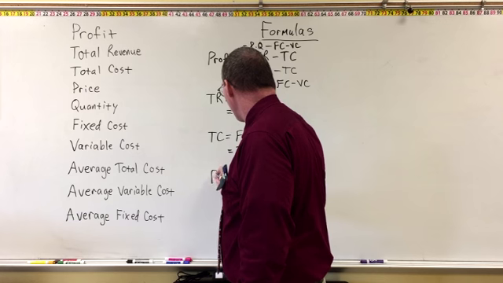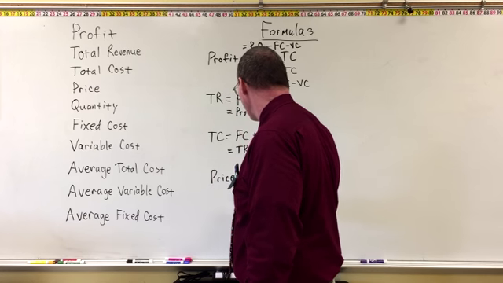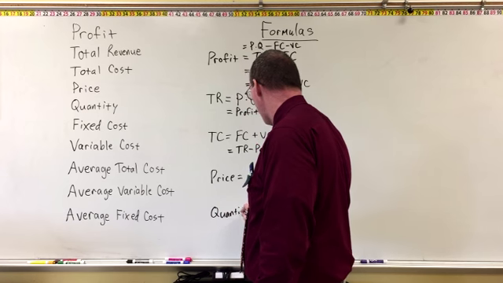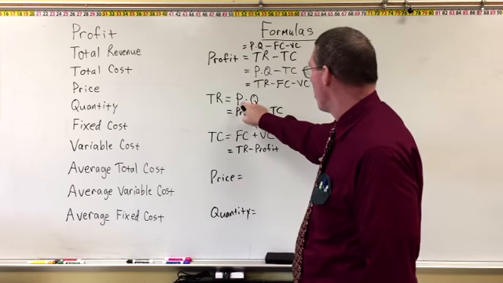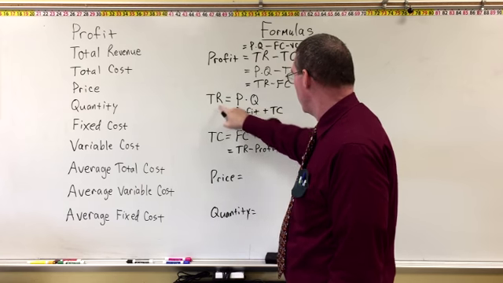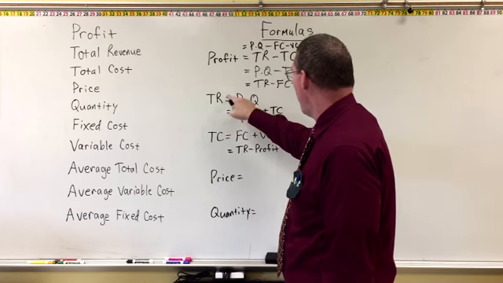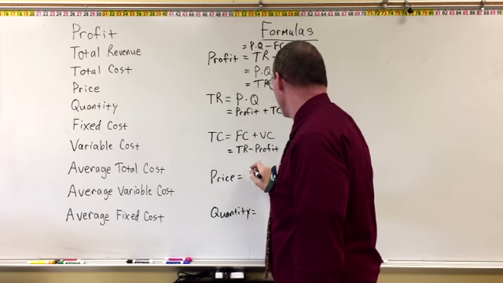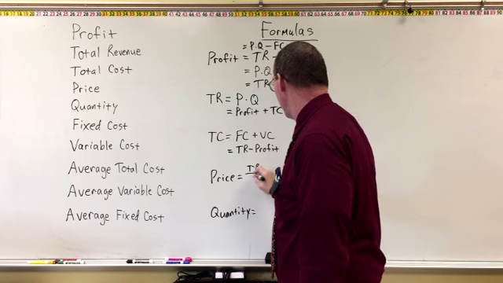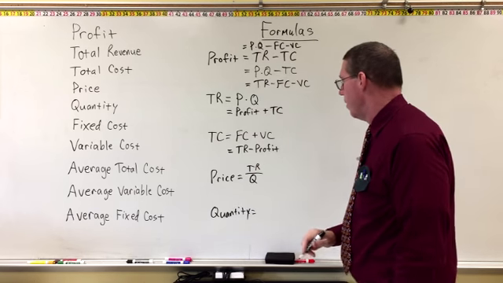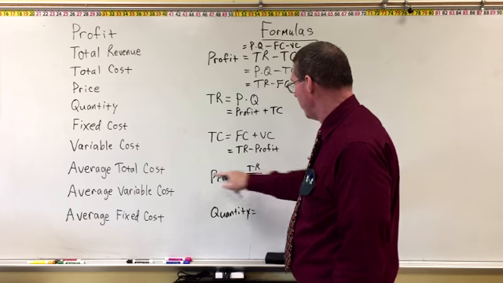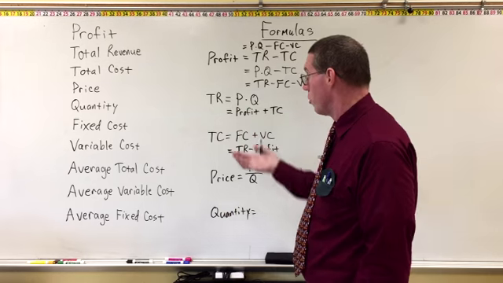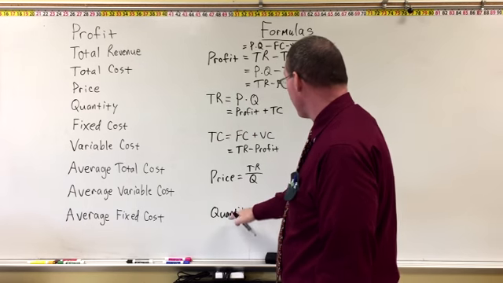Well, let's put price here. Well, price doesn't really have a formula. Price is what it is, and quantity is what it is. However, because price is a part of another formula, you see here, total revenue is equal to price times quantity. I could take this formula, divide by quantity on both sides, and get price. So we know that price is equal to total revenue divided by quantity, because if we multiply by quantity here and here, we would get total revenue equals price times quantity, which is the total revenue formula. We could do the exact same thing with quantity.